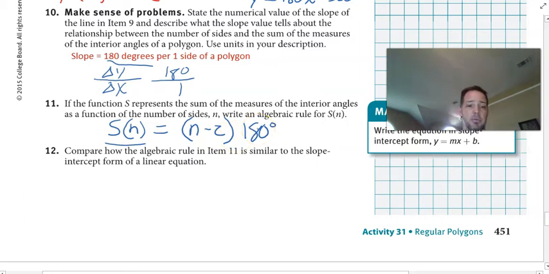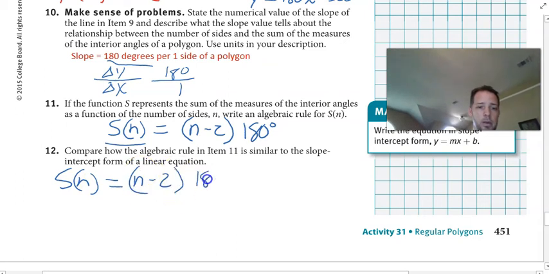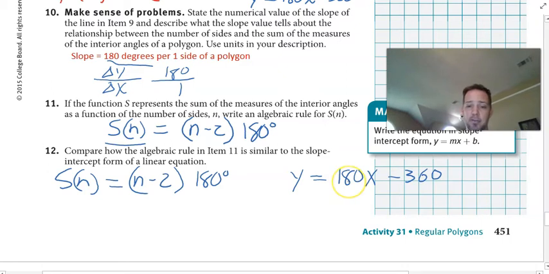How does this rule for item 11 compare to the slope-intercept form? So how does this compare to this? Well, those are actually the same thing. If you factor out a 180 from each of these two terms, hey, look what you get. You get the same thing in terms of x. They just put the 180 at the front instead of at the end over here.